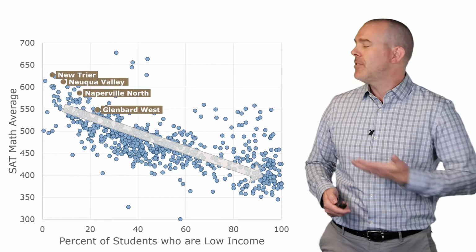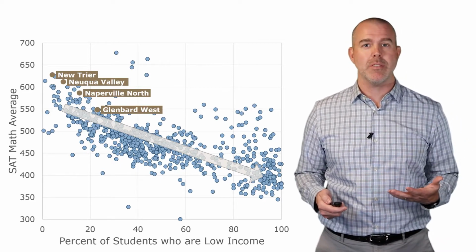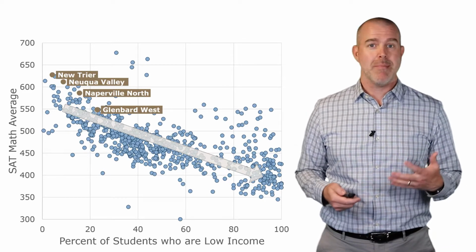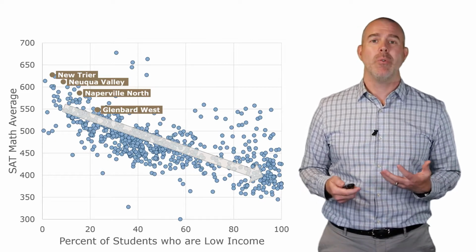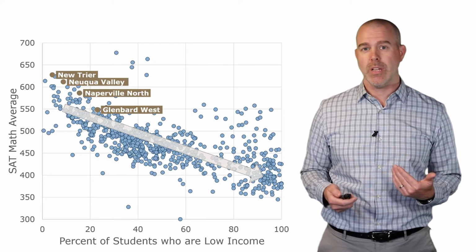Hopefully, it's startling when you see it on the graph, but if you think about it, this should not come as a surprise. Poverty has a lot of challenges, and students in poverty have challenges that students who are not in poverty do not have. And so once you think about it, it seems logical and understandable why the graph would look like this.